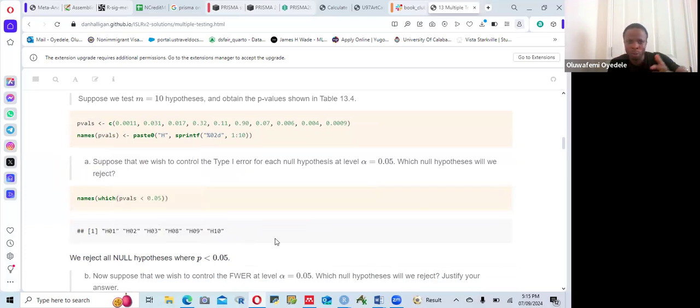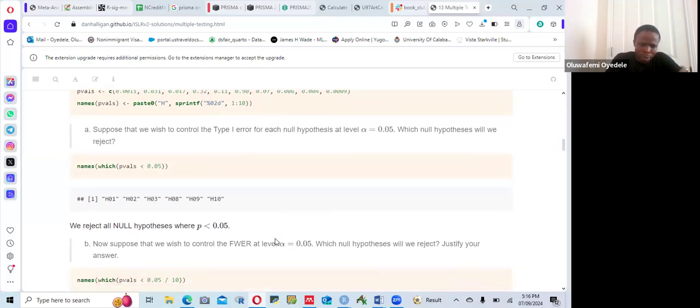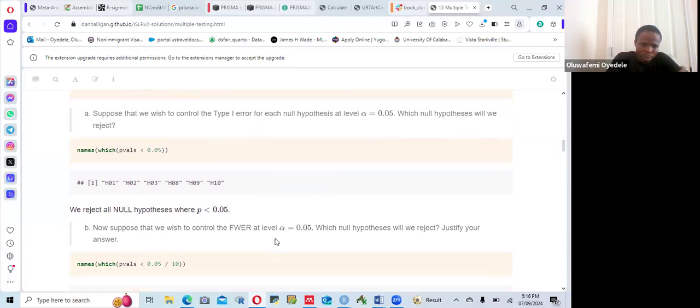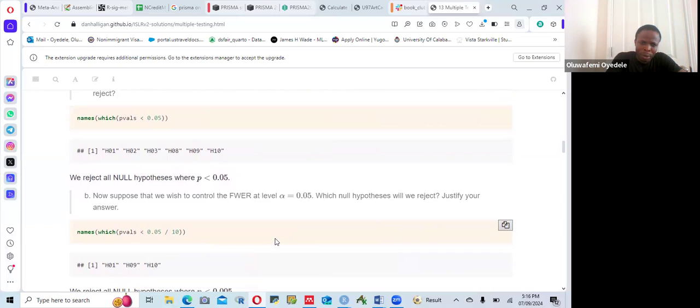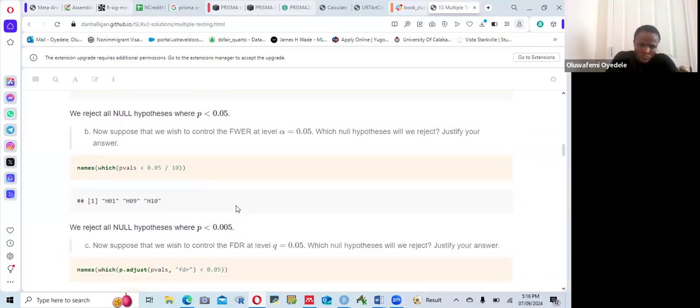So we can see that we reject all null hypotheses where the p-value is less than 0.05, because in every hypothesis test we need to set the level of confidence. Now suppose that we wish to control the family-wise error rate at 5% level. Which null hypotheses will we reject? They said we should justify our answer. I think here it is still the same, because we are going to reject null hypotheses where the p-value is less than 0.05.